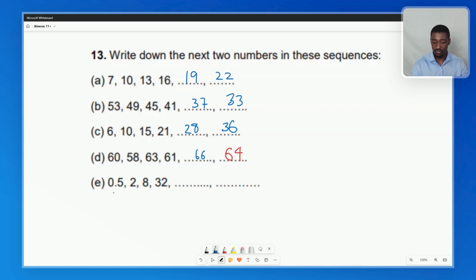Now we have 0.5, 2, 8, 32. So here the numbers are getting very big very quickly, right? From 0.5, half of 1, all the way to 2, then 8 and 32. So there has to be some sort of multiplication going on here to make those numbers get very big very quickly. So here, if we look closely, we're multiplying by 4 each time. 0.5 times 4 gives us 2. 2 times 4 gives us 8. 8 times 4, 32. 32 times 4 is what?